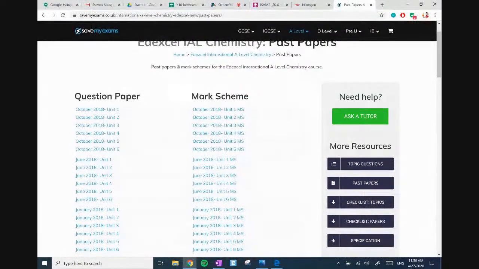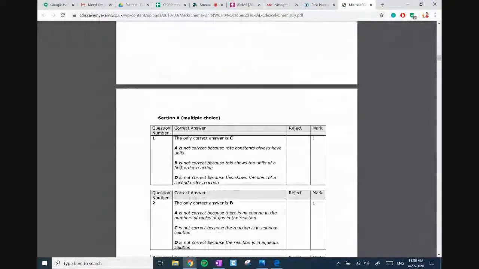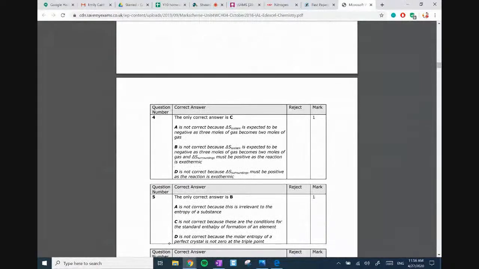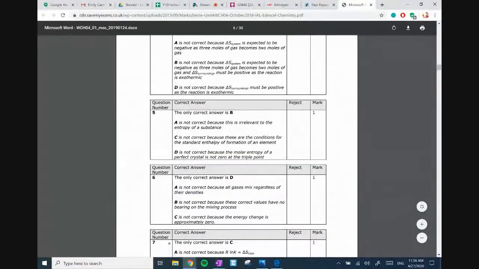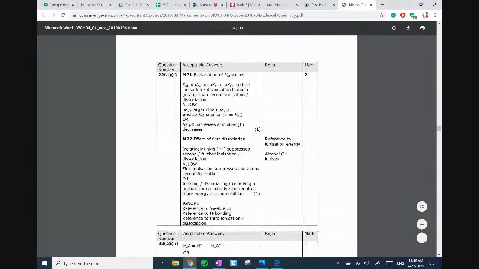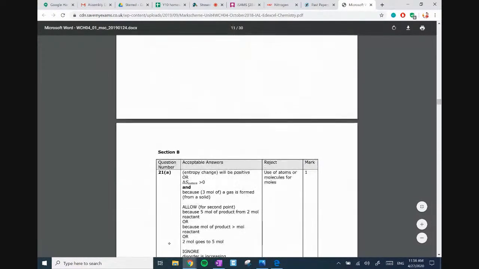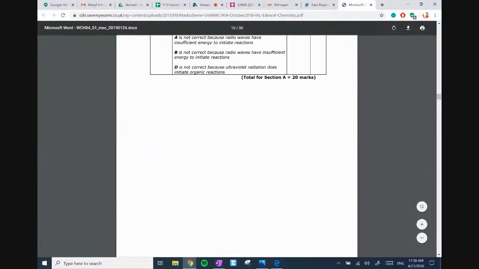Where's the mark scheme? Unit 4. I want to see it. I'm happy to say if I'm wrong, but I have never done it like that. You can't take the entropy of a single atom because it's not a single atom. It's diatomic. The entropy would be way too high. You're wrong. I'll bet my life on it.